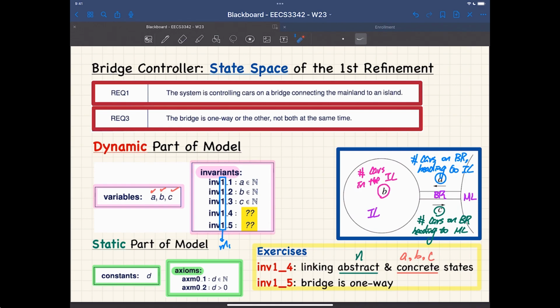N should be equal to a plus b plus c. Yeah, that sounds very straightforward, but let's understand that. Okay, that's the right answer, thank you. But let's understand why. It's really important.